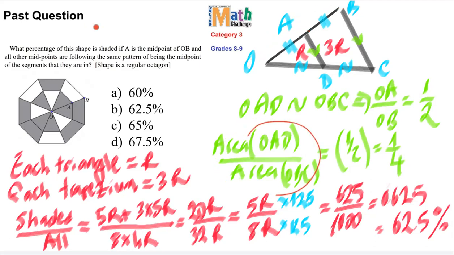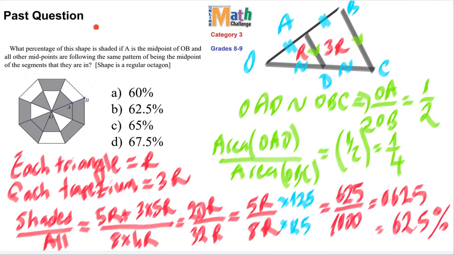Then the area ratio of these similar triangles is the square of the side ratio. So the square is 1/4, 1/2 times 1/2. Now we know that if this is 1, the big one is 4. And if this is 1, the trapezium will be 3 because the total will be 4. So 4 minus 1 is 3. So according to this, each triangle has size r, each trapezium has size 3r.